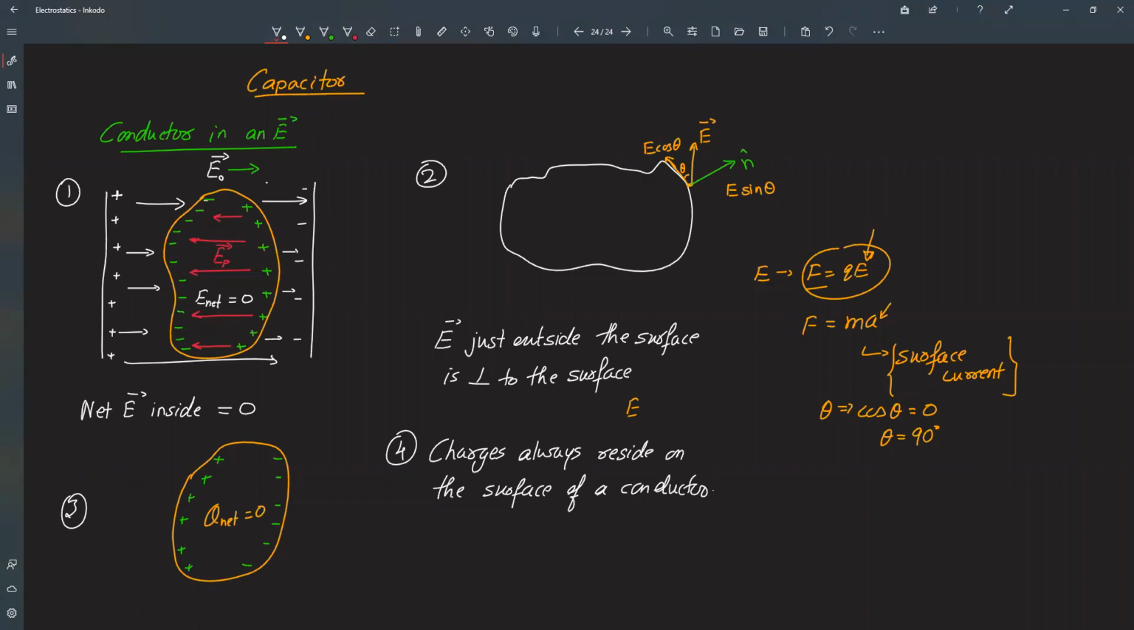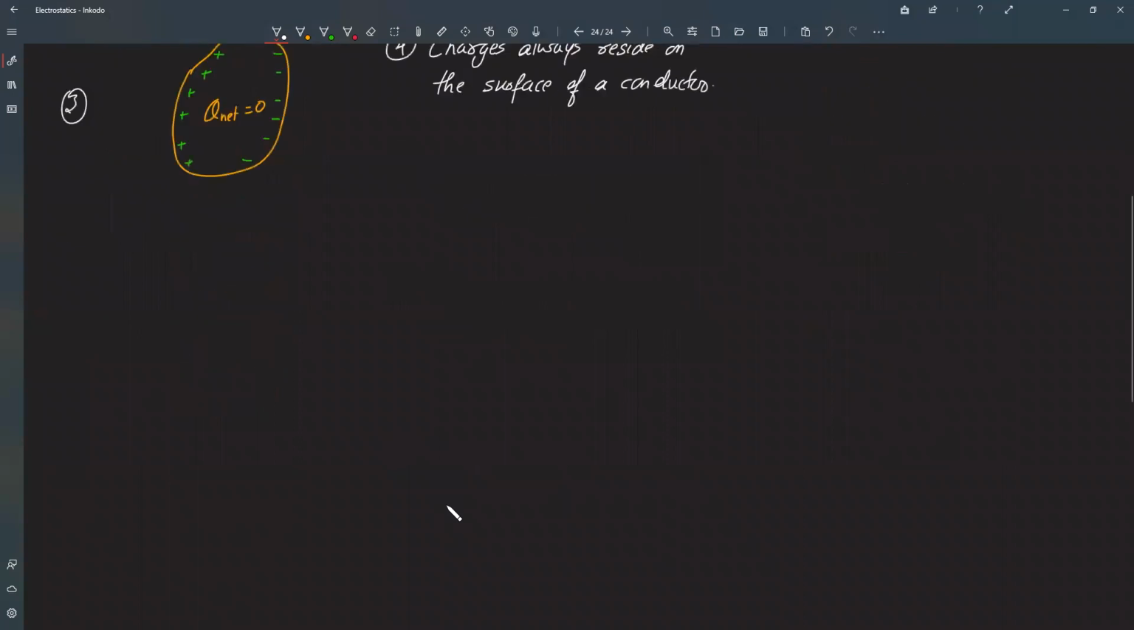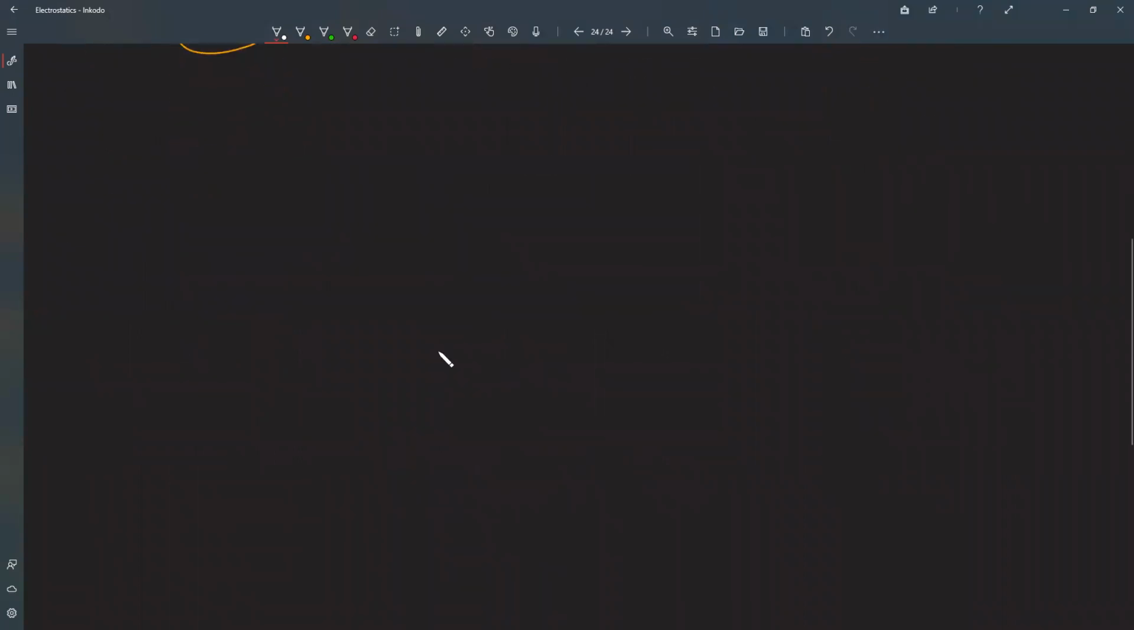Okay, yeah, that's about the fourth property. Next, electric potential is constant for the entire conductor. Now this is again very important. Electric potential is constant for the entire conductor.